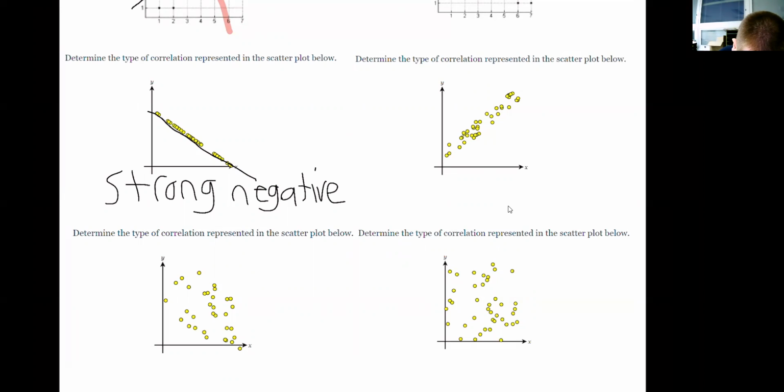The second one, if you draw the line of best fit, it also is pretty close. All those points are pretty close to your line. So I would say that's strong, and since it's going uphill, or that would be a positive slope, that would be a strong positive correlation.